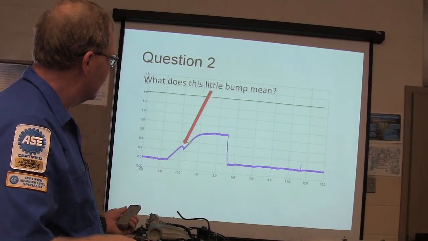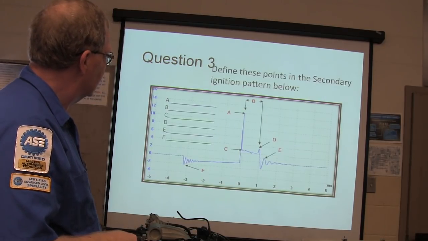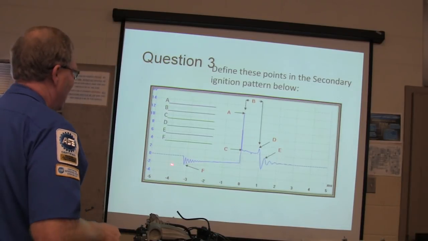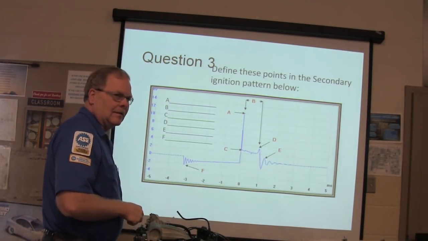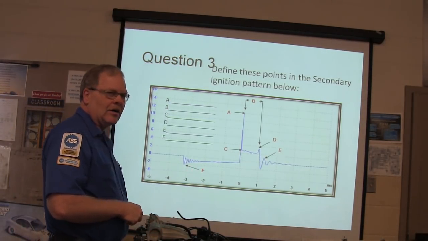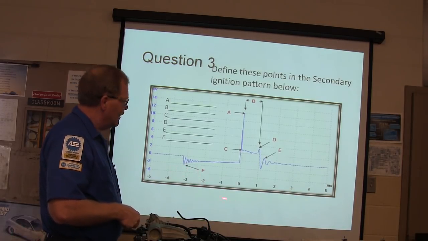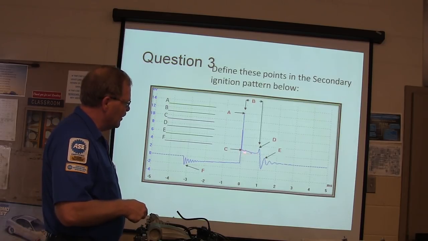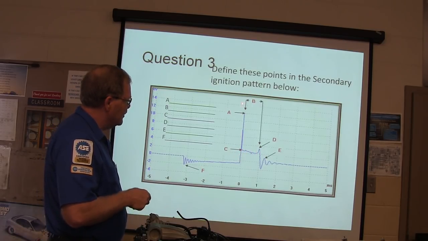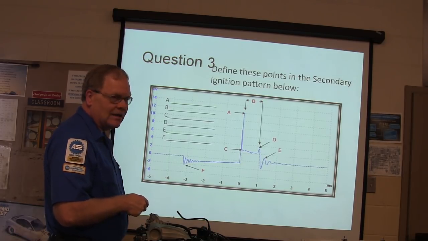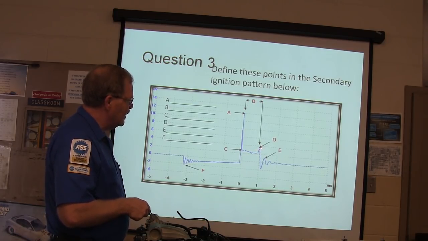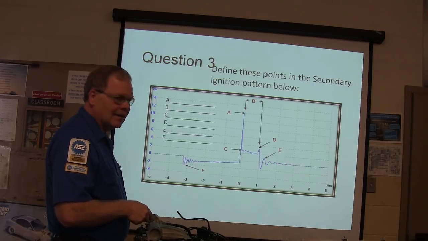Define these points. What happens here? I'm going to call that when the points close, when it begins to saturate. Now this right here is the spark voltage. This right here is the firing line. B would be the spark duration in milliseconds. This is the upkick when the hydrocarbons have all been used up, and this is leftover energy. You got it?